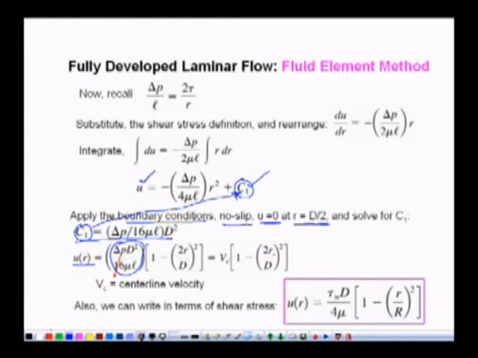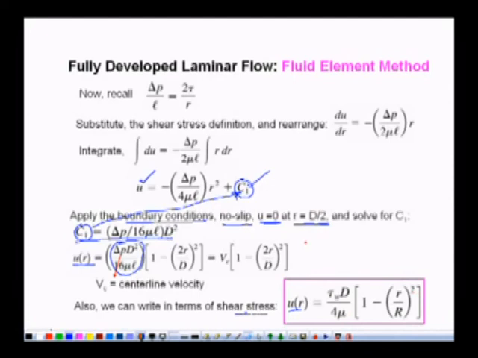Right. So, here we can write this equation in terms of tau W also by invoking the equations which we have discussed for the wall shear stress. We can write the shear stress in this form also. u(r) is equal to tau W D divided by 4 mu times 1 minus r divided by capital R whole square.